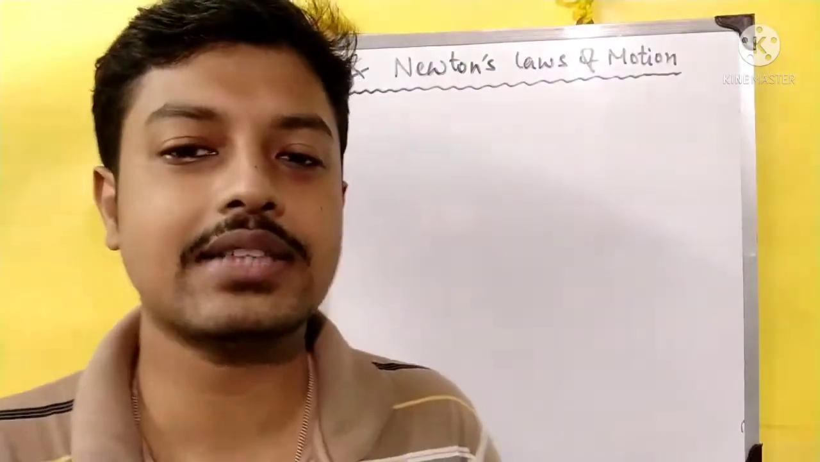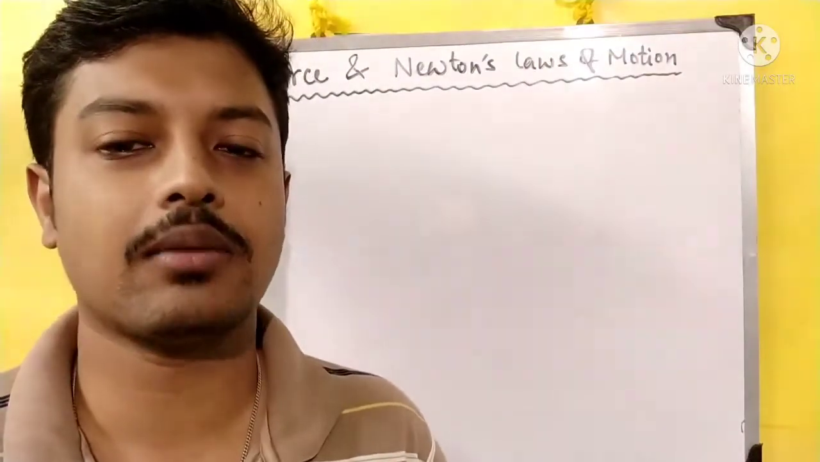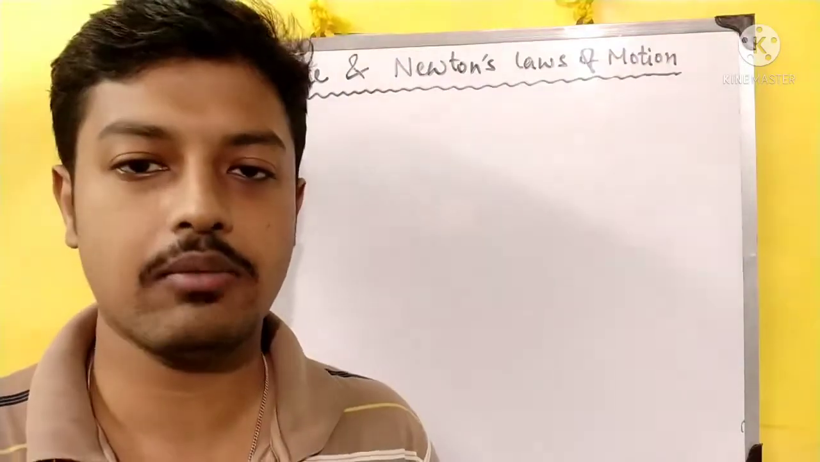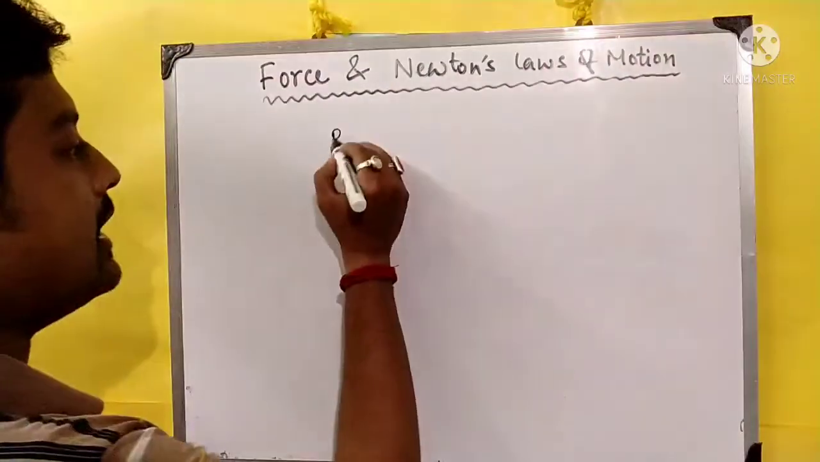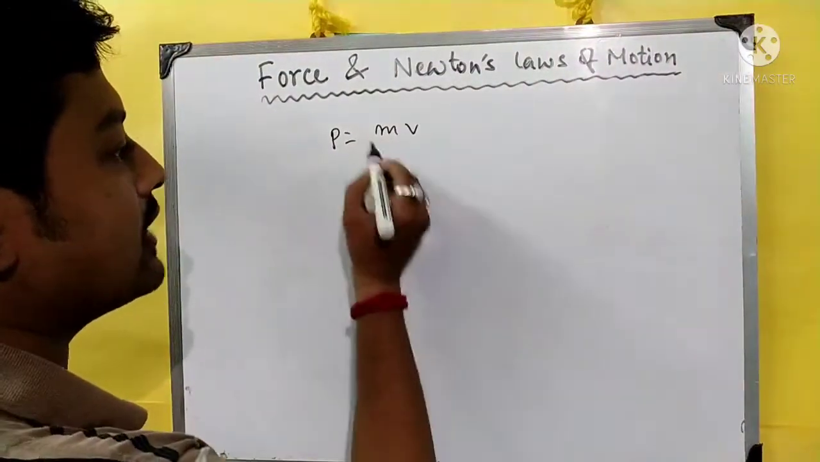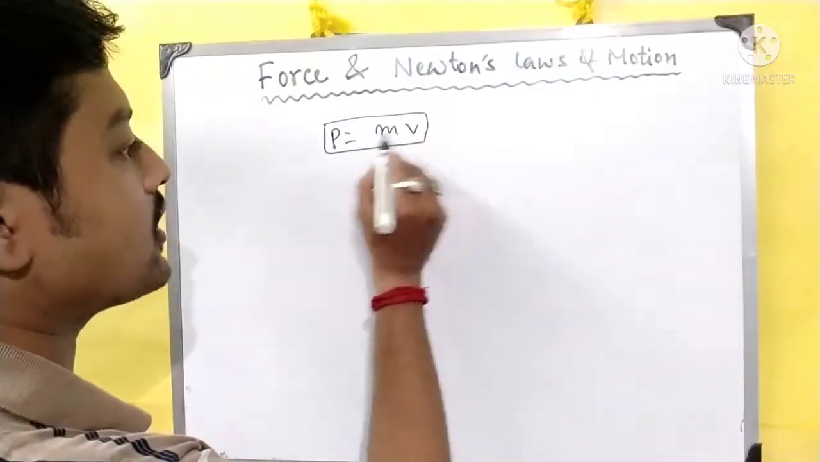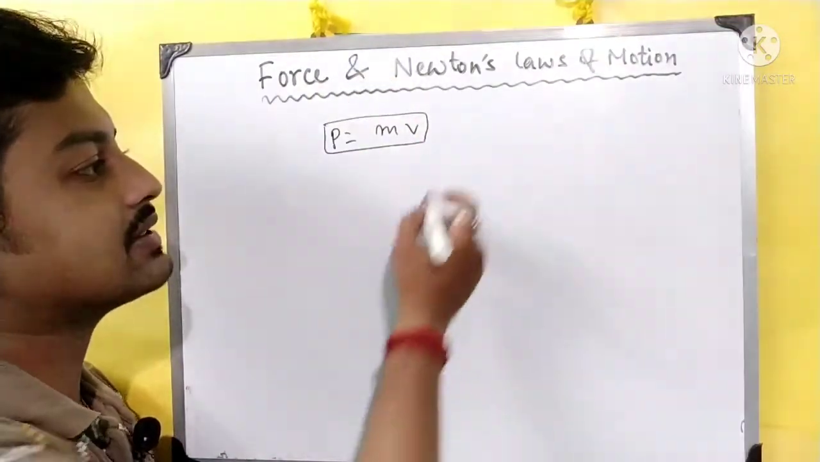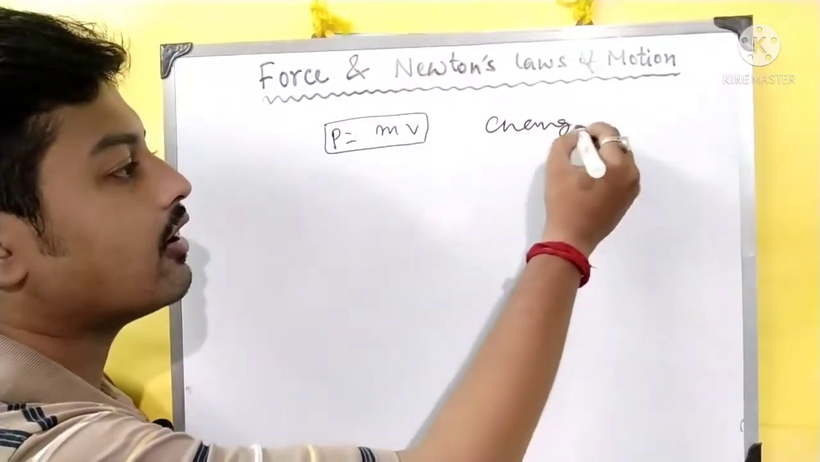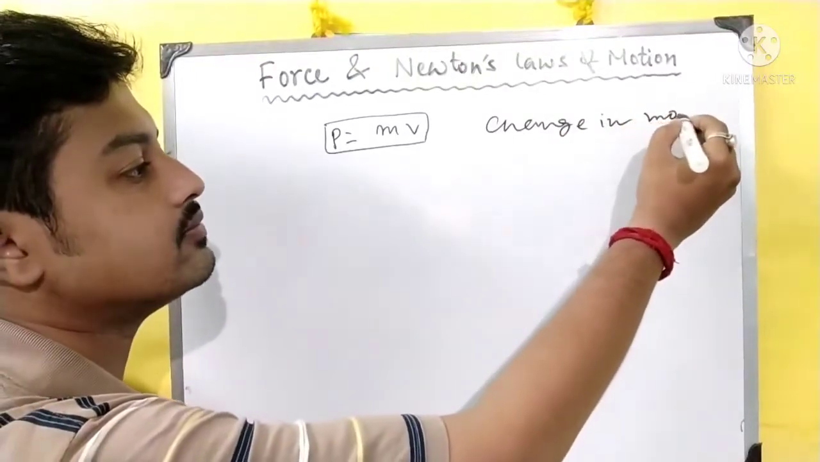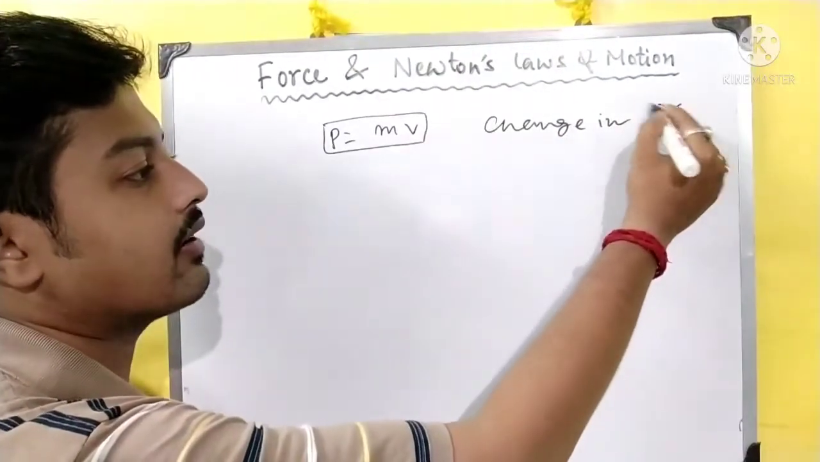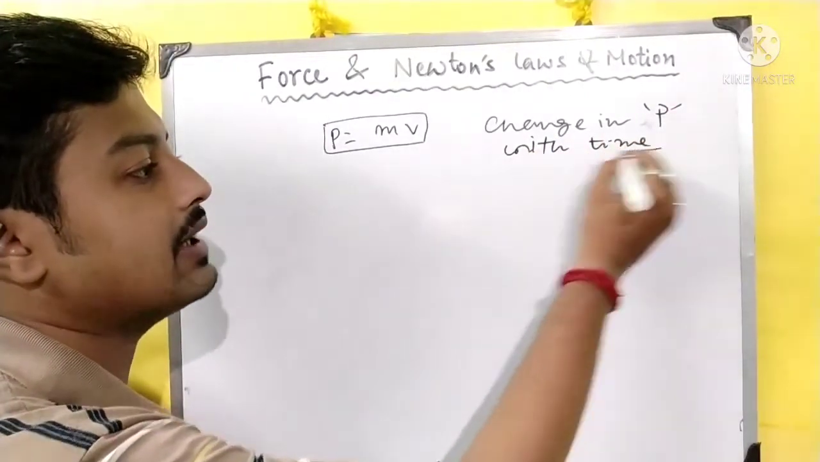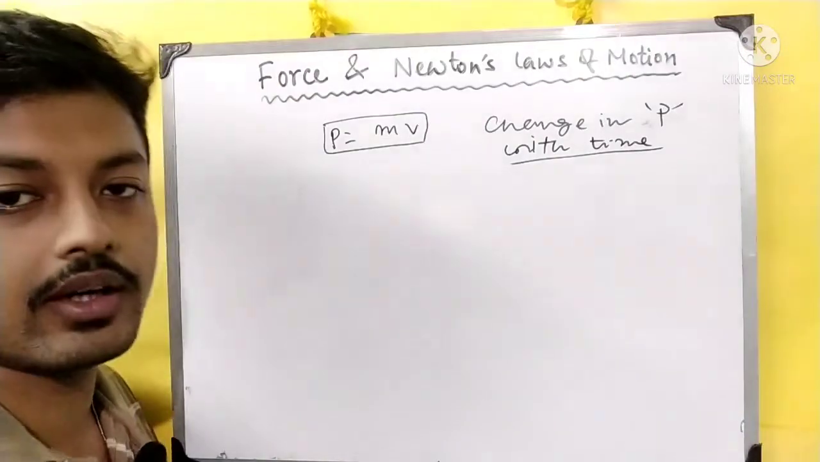But what is happening in the second law? The second law tells us about the change of momentum. We have discussed linear momentum, which is P equals m into v, that is, momentum is the product of mass and velocity of an object. But the second law deals with the change in momentum, change in P, with time. That means the rate of change of momentum.